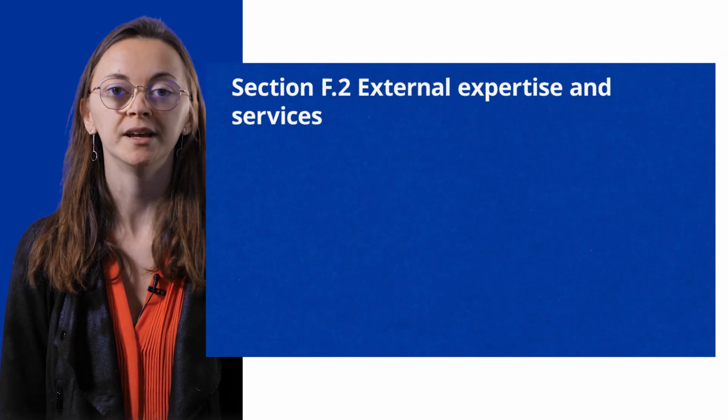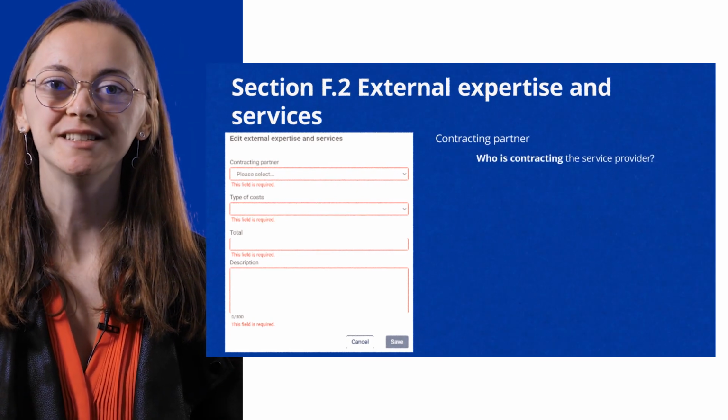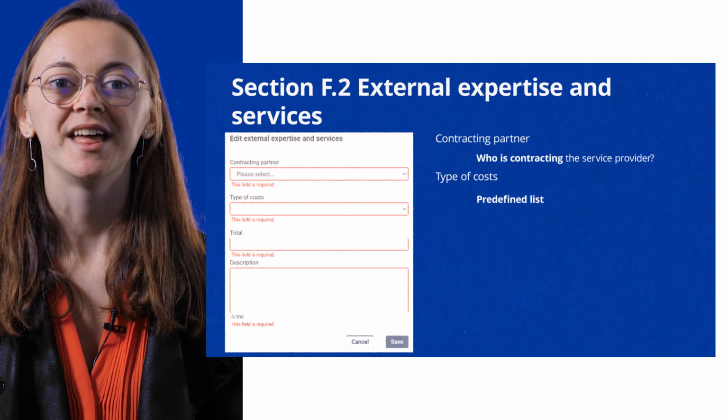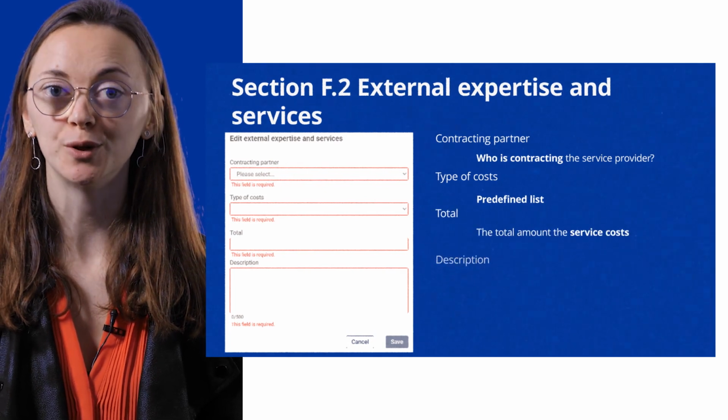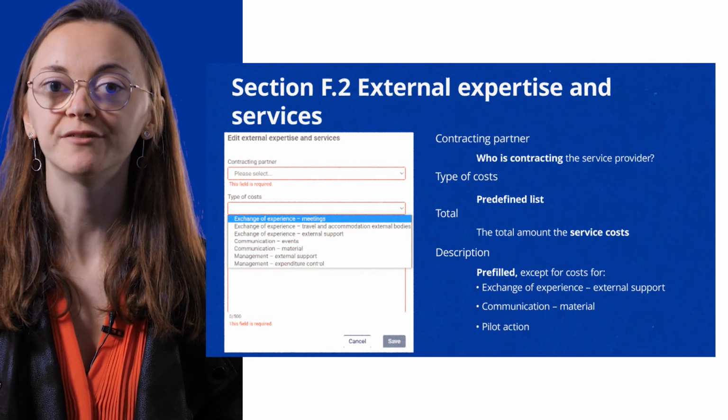plan. So in practice, to plan your external expertise and services cost, you will have to go in section F.2 of the application form, and you will have to provide more information. First of all, you will have to indicate who is the contracting partner. Then you will also have to indicate the total amount of the service, and you will have to select among a list of predefined types of costs. If you don't know which type of cost you should select, and if you simply want to know more, then you can have a look at a dedicated video on this topic, which is available on our website.